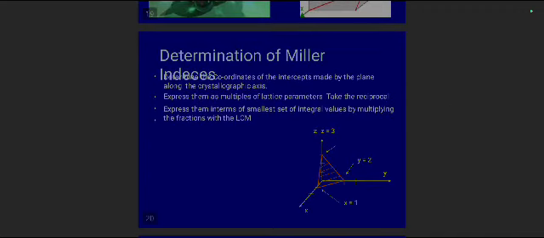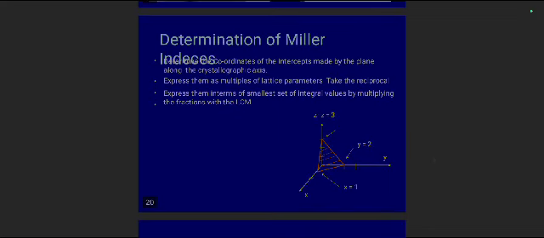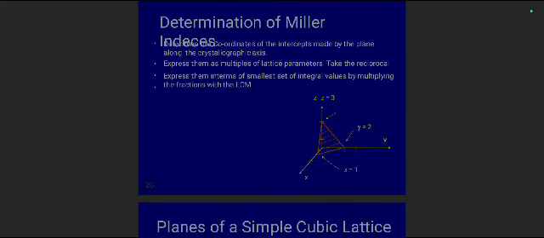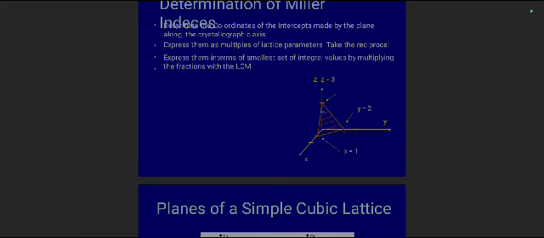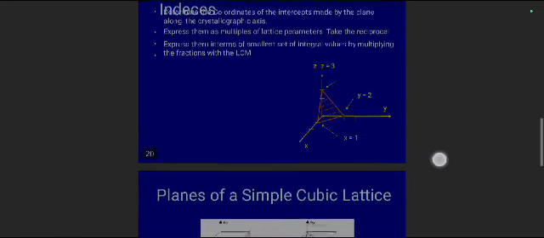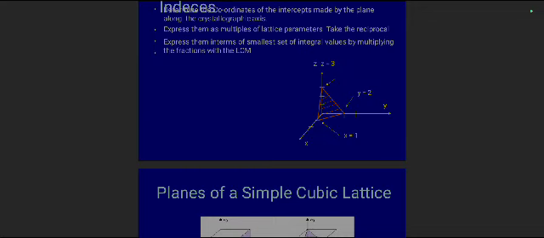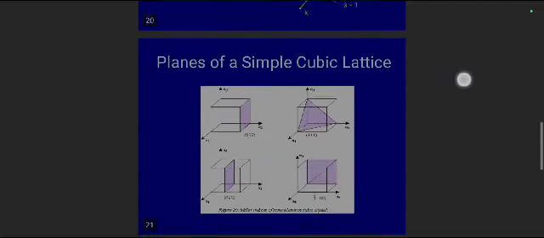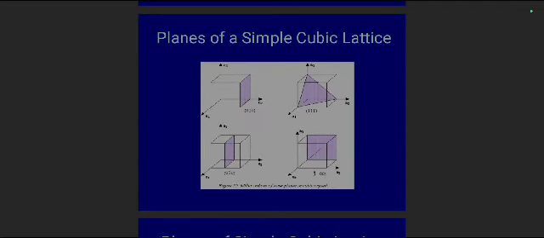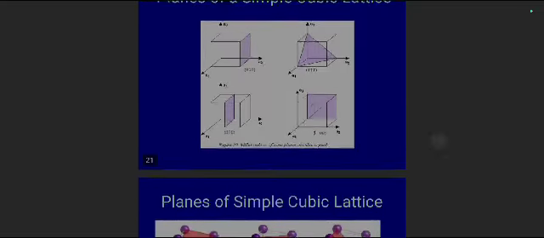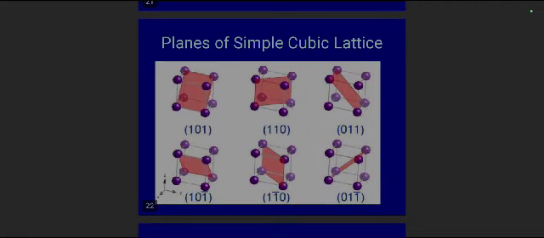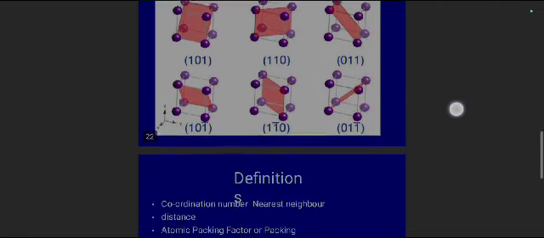Determination of Miller indices. Determine the coordinates of intercepts made by the plane along the crystallographic axes. Express them as multiples of lattice parameters. Take the reciprocal. Express them in terms of the smallest set of integral values by multiplying the fractions with the LCM. You can see the diagram here. Planes of a simple cubic lattice. These are the planes of a simple cubic lattice diagram.